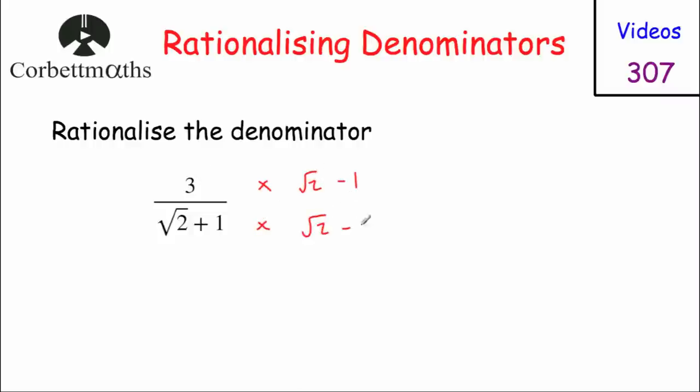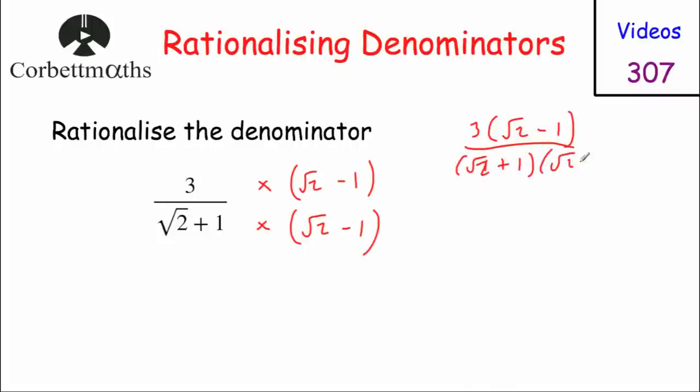Root 2 minus 1. And if we multiply both the numerator and denominator of this fraction by the conjugate of root 2 plus 1, what that means is change the plus sign to a minus sign. And if we multiply both the numerator and denominator by that, we will rationalize the denominator. Let's have a look and see what we get. So with the numerator, we would just get 3 times root 2 minus 1, which is 3 bracket root 2 minus 1. And then on the denominator, we would have root 2 plus 1 bracket root 2 minus 1, close brackets. So let's expand our brackets.